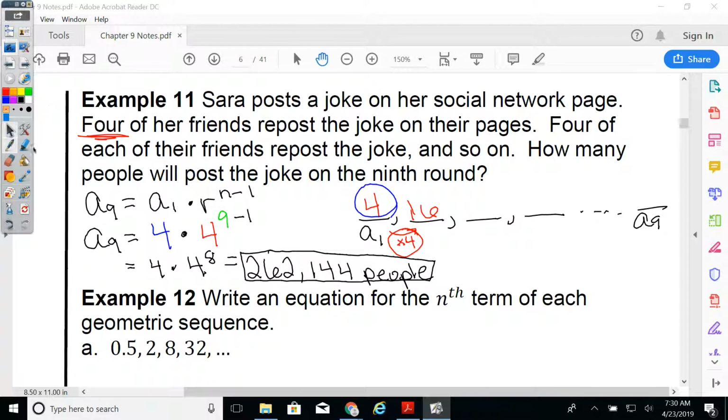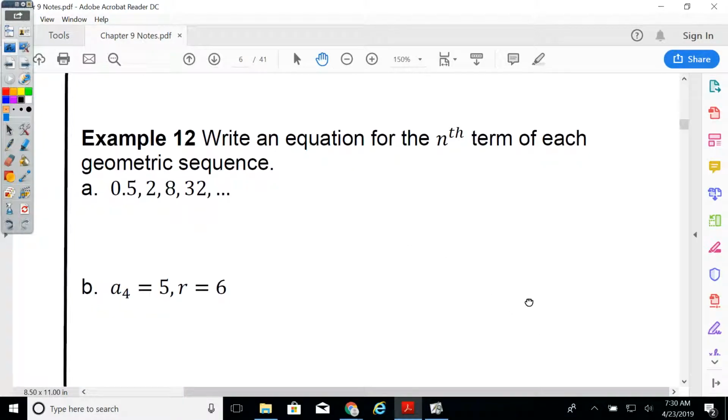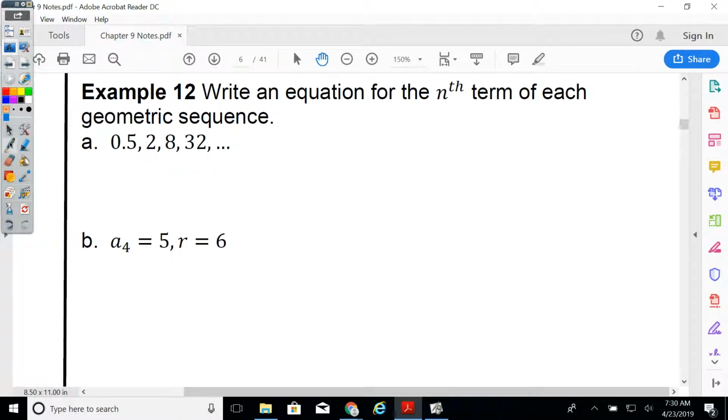All right, the last two, example number 12, is writing an equation. So again, I find it helpful anytime it wants an equation for the nth term, this is an explicit formula. So we'll go ahead and write the formula down. A sub n equals a sub 1 times r to the n minus 1.